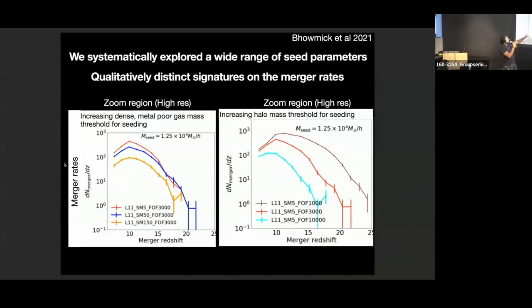So for example, here I'm showing the merger rates of 10^4 solar mass seeds. And on the left, I'm showing 3 different dense metal-poor gas mass thresholds at the same halo mass threshold. And we find that seed model variations are somewhat stronger at relatively lower redshifts compared to much higher redshifts, which is in stark contrast with the case to the right, where we vary the halo mass threshold while keeping the dense metal-poor gas mass threshold fixed. And in this case, we find that the seed model variations are much stronger at much higher redshifts. And this tells us that future comparisons between LISA measurements and a simulation prediction of one of these seed models will be a very useful probe of the seeding environments for these LISA binaries.